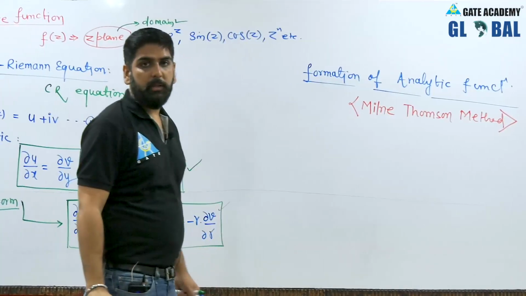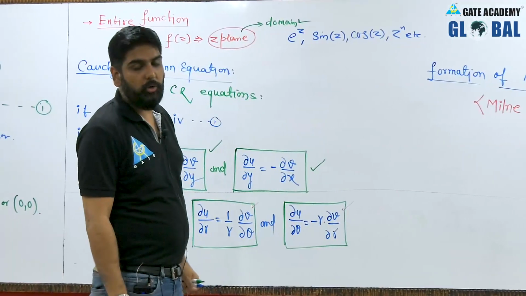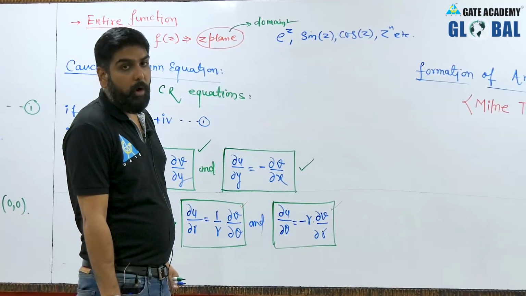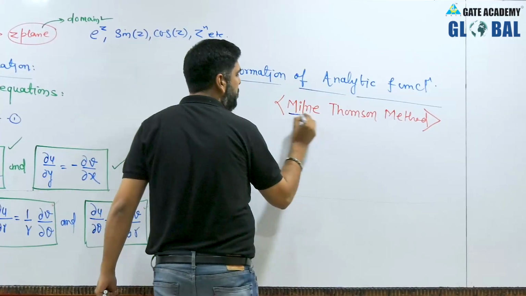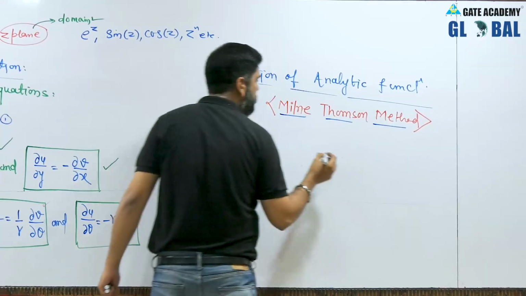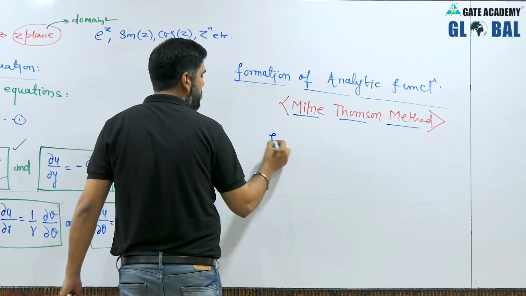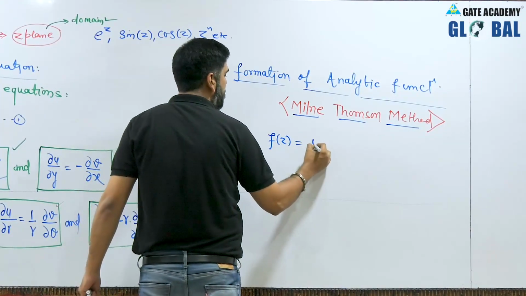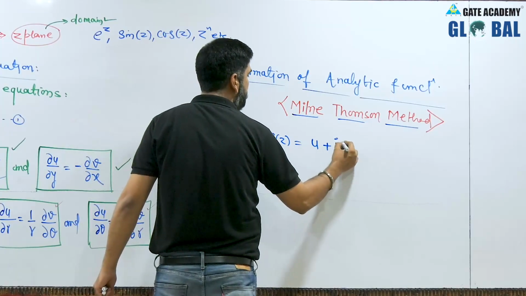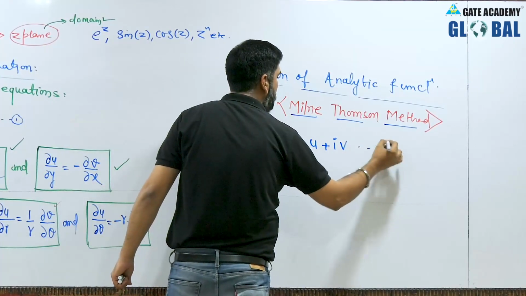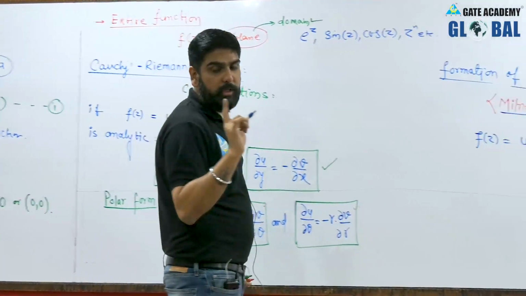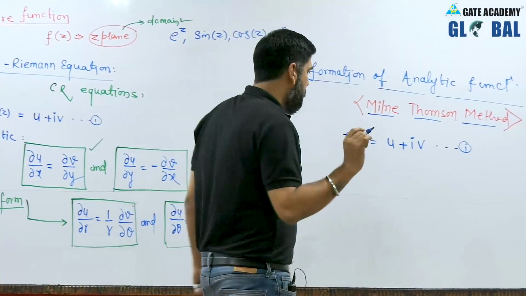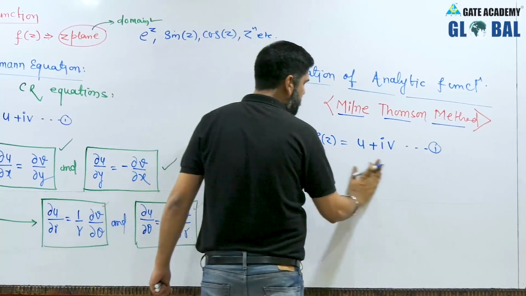What is the Milne-Thomson method? It is nothing to check, but to form the analytic function. Let us have f(z), the analytic function, which is u plus iv. Fine. Let us have f(z) as an analytic function, and if it is an analytic function, it should satisfy the CR equation, right?